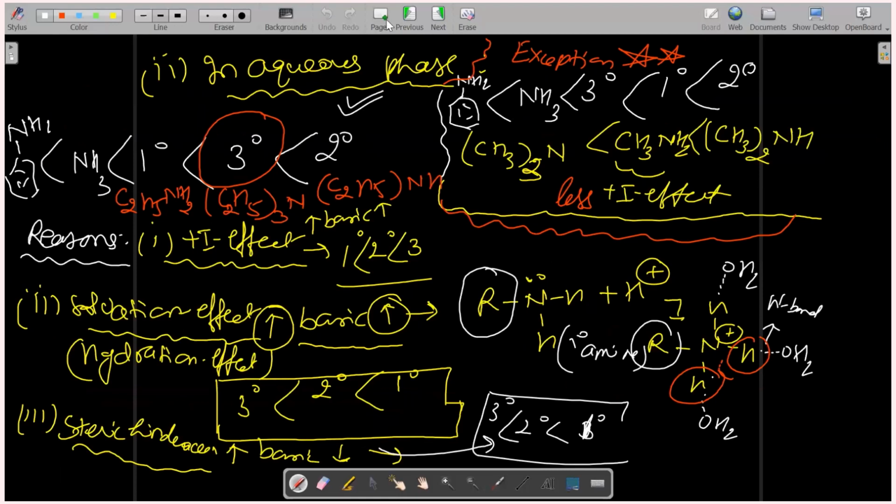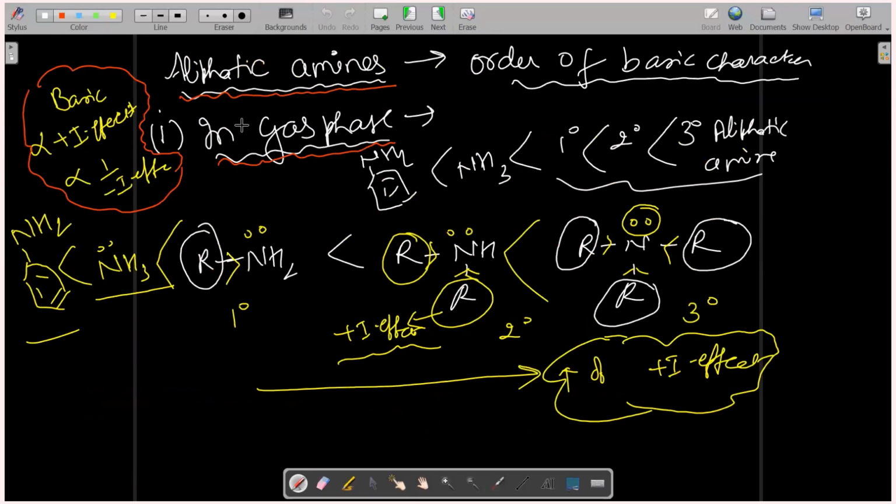Okay, so now aliphatic amine, what is the order of basic character of aliphatic amine? All of you know the amines are of three types: tertiary, secondary, and primary. So when we study the basic character in gas phase, what is the order of basic character? Tertiary amine is more basic than secondary, then primary, then ammonia, and then aromatic amine. Why is tertiary amine the most basic?